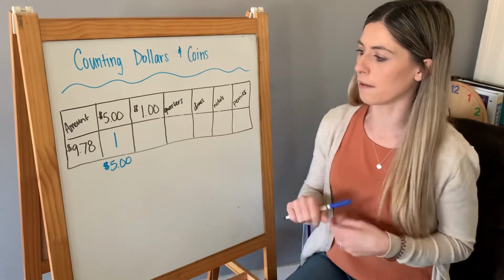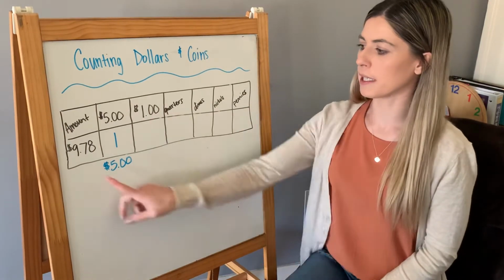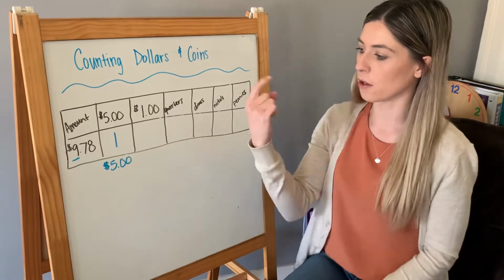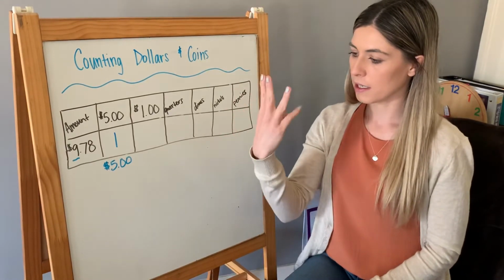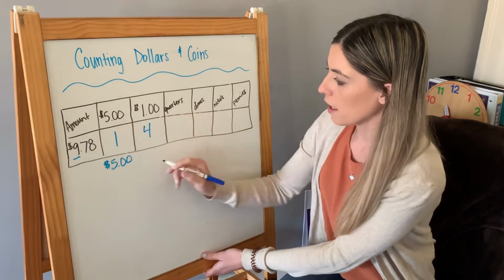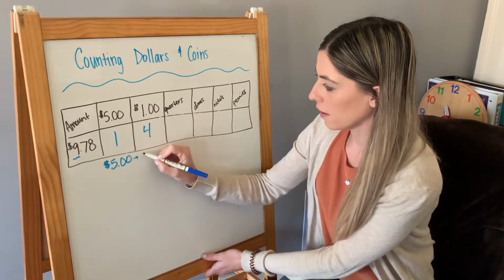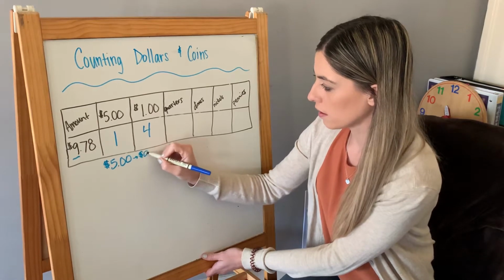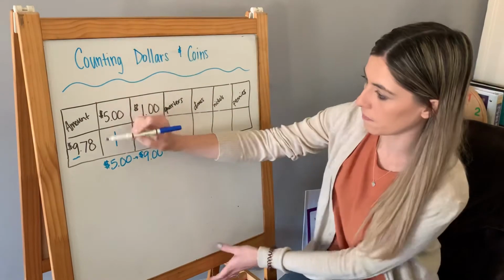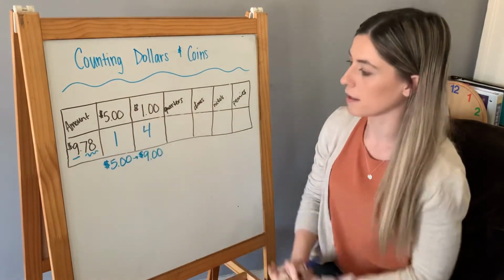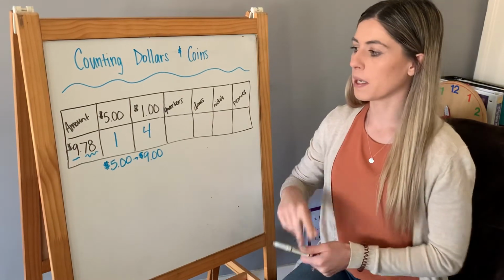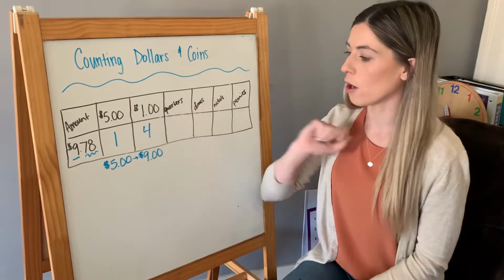So if I have $5, how many ones do I need to get all the way up to 9? I have 5, so 6, 7, 8, 9. 4 $1 bills, so I'm going to write a 4 here, and that changes. Now we have $9 total. So now I just need my 78 cents. We always start with the biggest amount so we can get as close to it as we can. So I'm going to start with quarters.